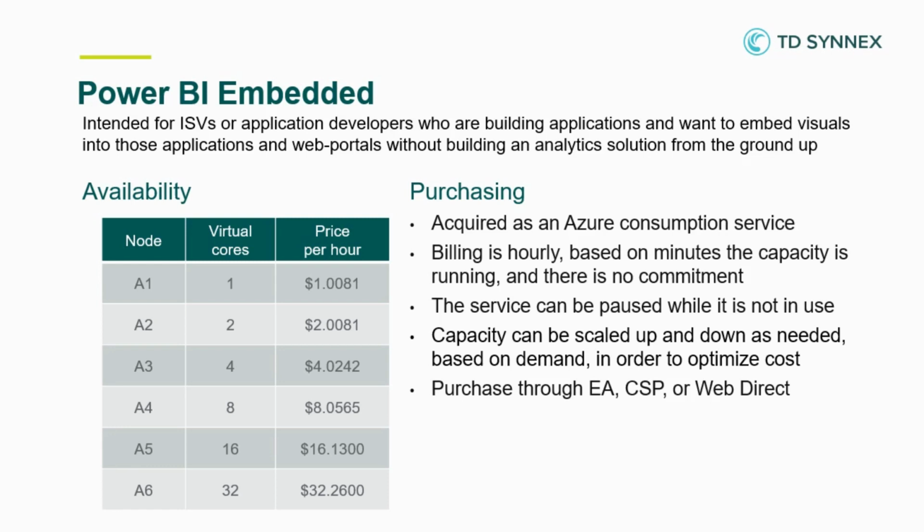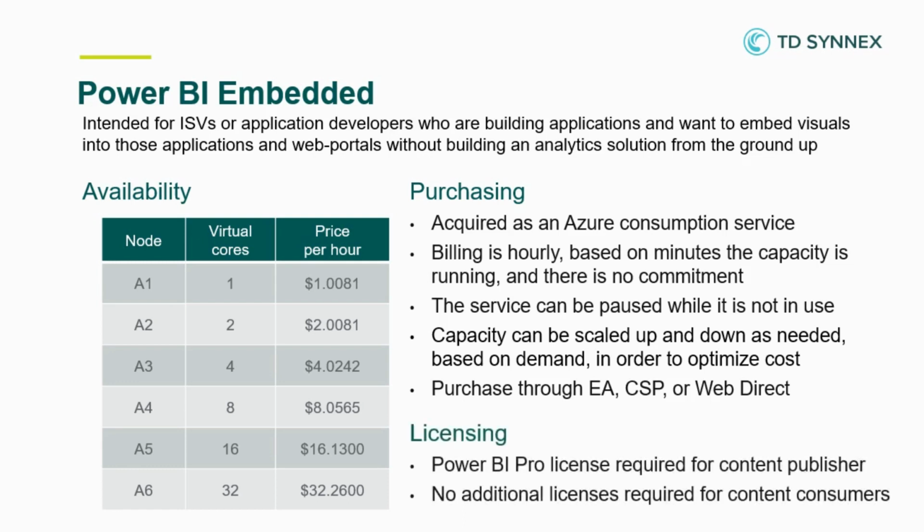So these SKUs are available through an enterprise agreement, through CSP or Web Direct. And from a licensing perspective, it's a familiar story. A Power BI Pro license is required for publishing content, but no extra licenses are required for the content consumers in the app.